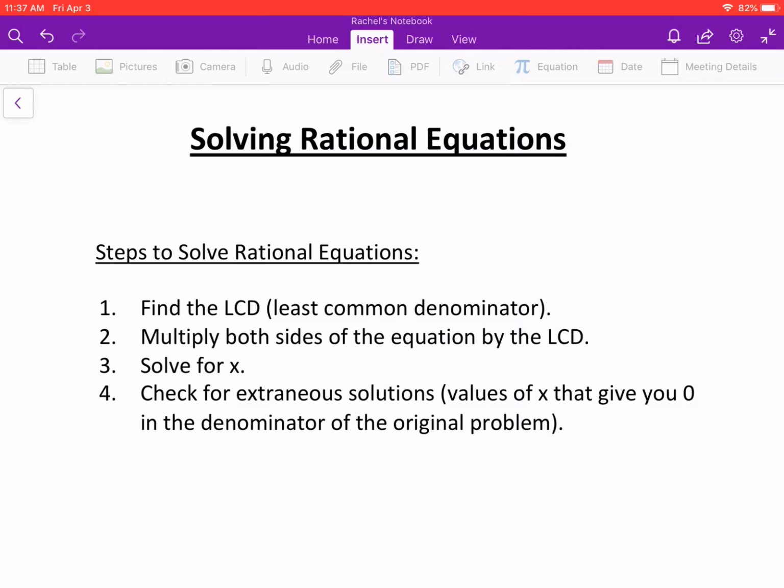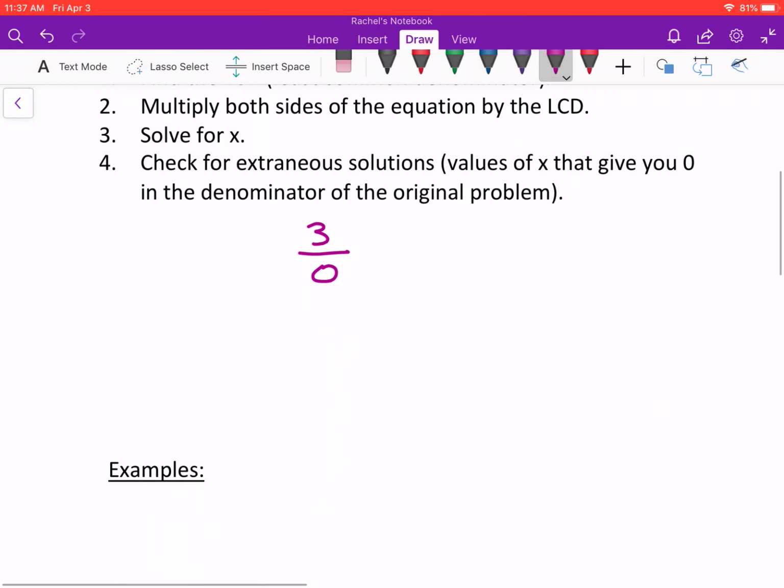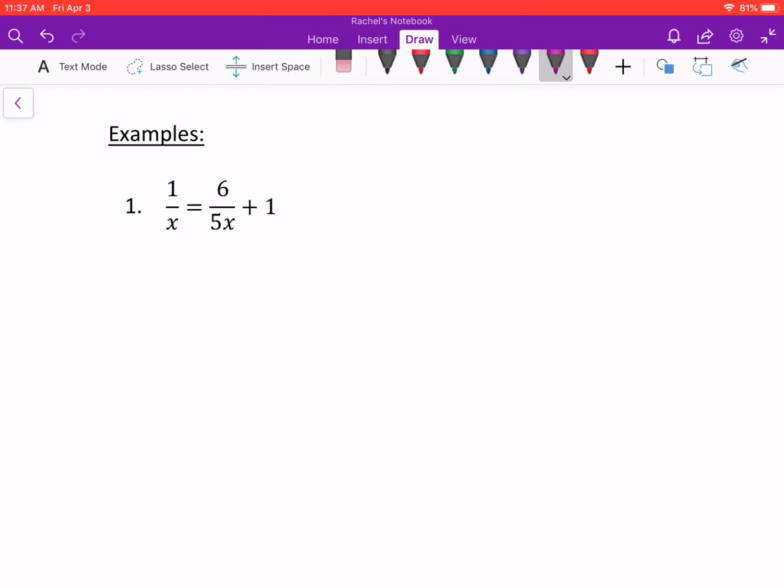So these are values of x that would give you 0 in the denominator of the original problem. So that's saying if you plug those into your original problem and you got something like 3 over 0, that would be considered extraneous because you have 0 in a denominator, which means it's undefined. All right, we're going to do 2 examples.